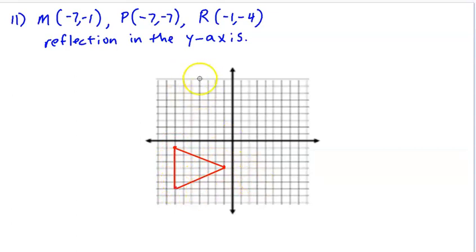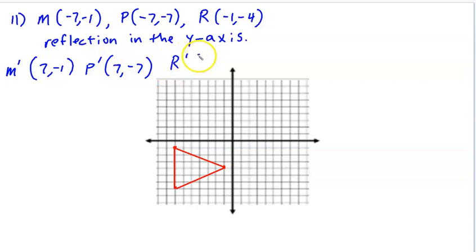All right, and then we're going to do a reflection in the y-axis. So it's like picking this red shape up, flipping it over the y-axis, and then setting it down on the other side. To get the points of the image very quickly, we just change all of the x-coordinates to their opposites. So M prime will be 7, -1. P prime will be 7, -7. And R prime will be 1, -4.